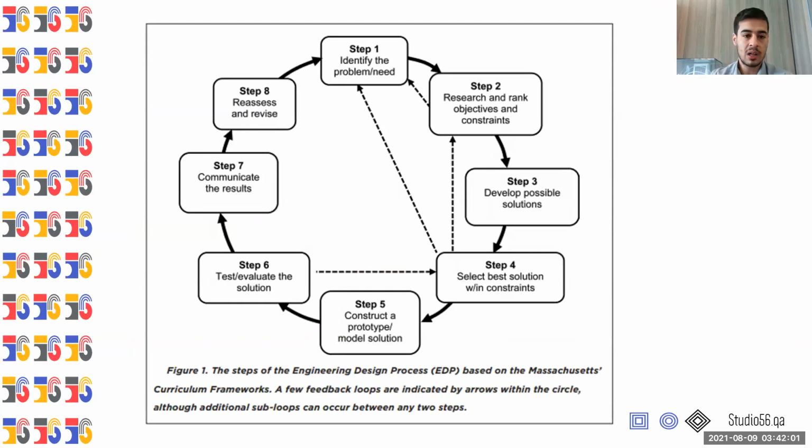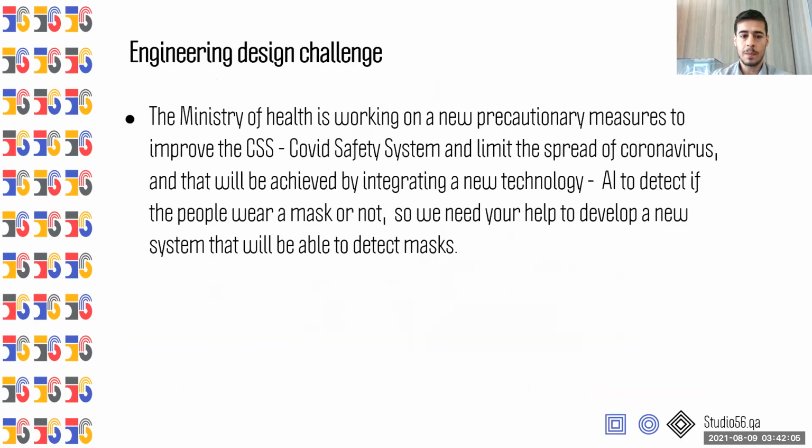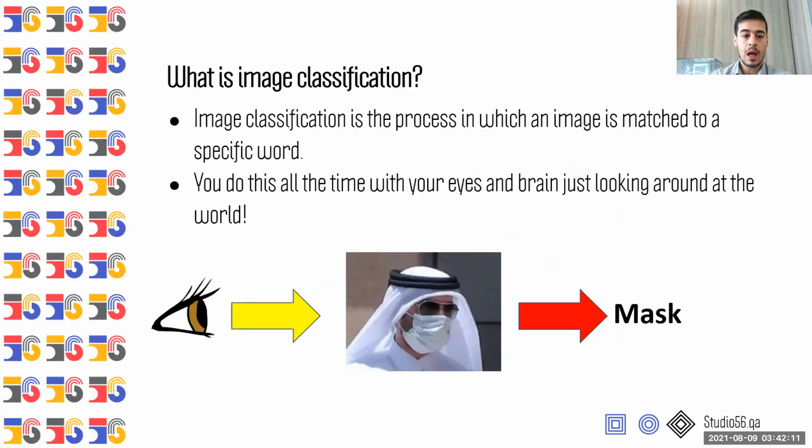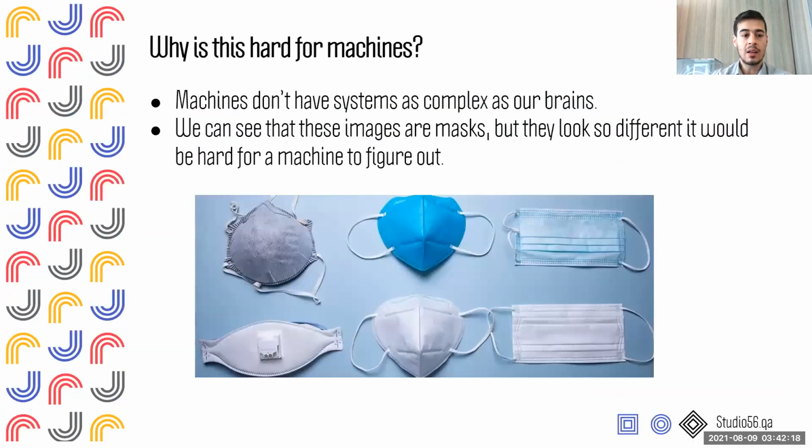Now we are in step one, identifying the problem, and then we will start introducing what they will need to know. Now they will know how it will work, how it will detect the people, and what they will need to know about image classification, how the machine can classify objects, and why the machine will, for example, not detect some kind of mask because they are different, and how to solve these issues.